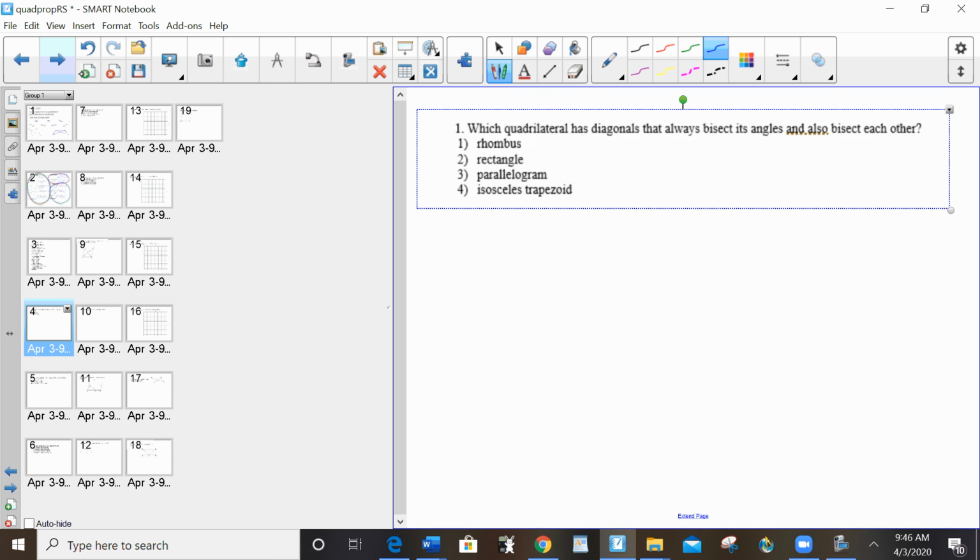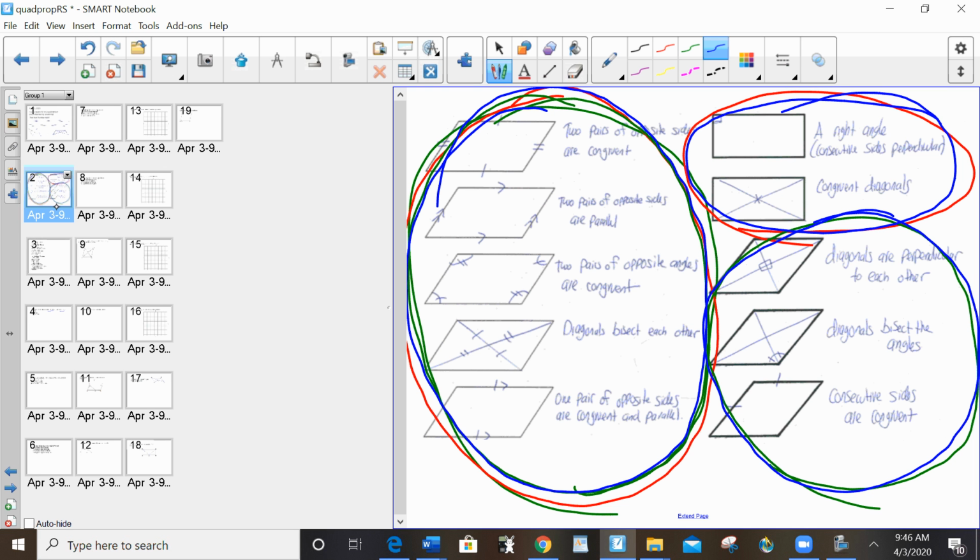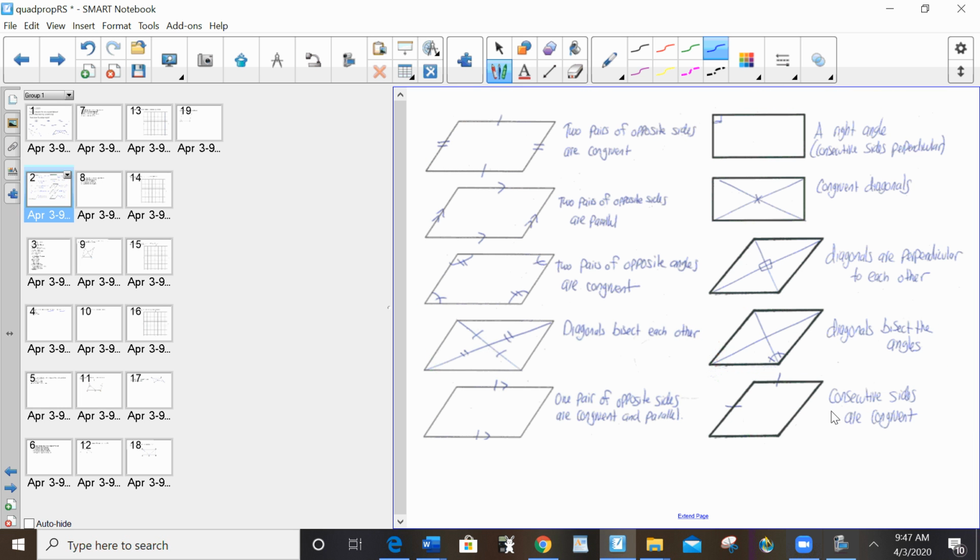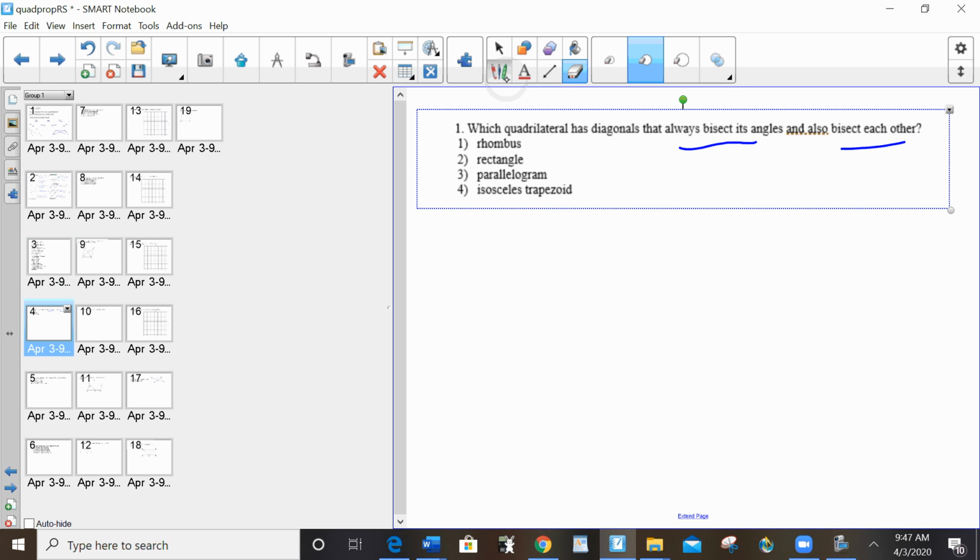Which quadrilateral has diagonals that always bisect its angles and also bisect each other? So we look here. Which one has diagonals that bisect the angles? Let's just clear the ink from all this. Which one has diagonals that bisect the angles? The rhombus does. The square does as well, so the answer has to be square or rhombus. So your answer would be choice 1. It's just knowing your properties. If you know your properties, these are easy questions.